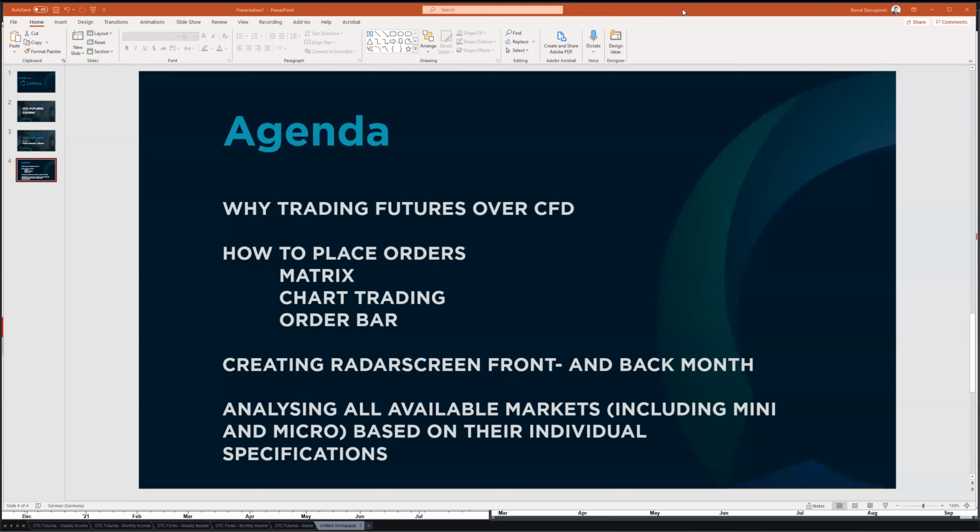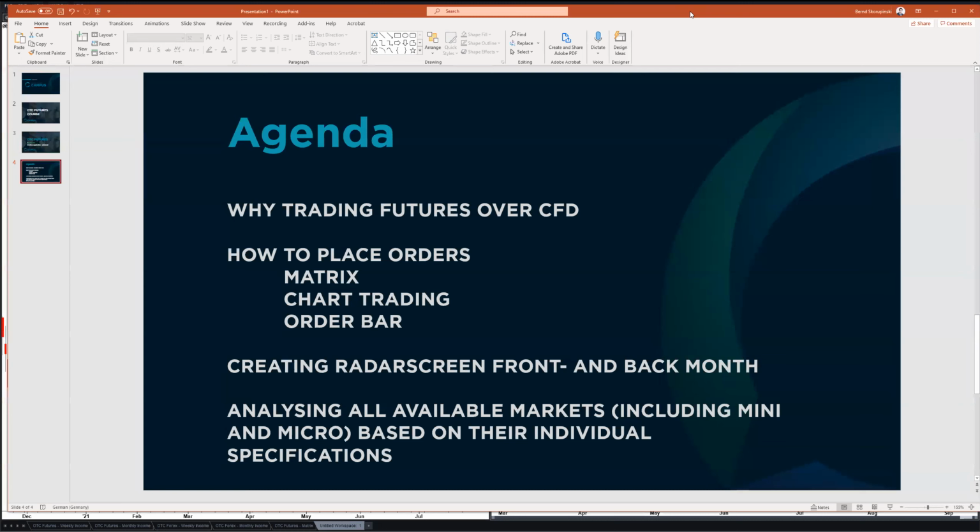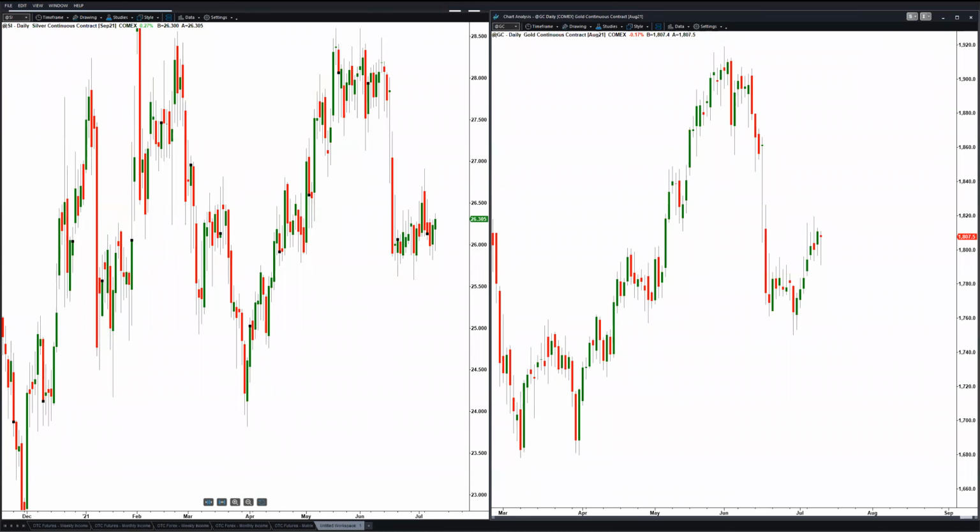Now let me remove the PowerPoint. Here, some gold and silver. We're going to need this maybe, not today, but it looks like they're now recovering from this morning's drop. That's good for us. I think everyone is still in gold and silver.